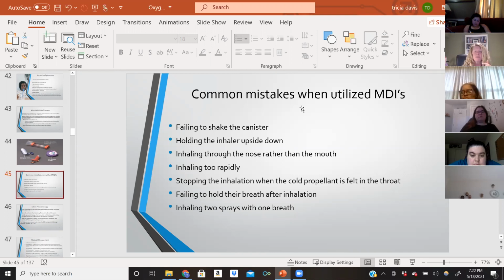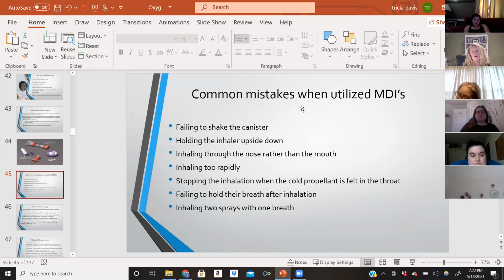Sometimes when they take these medications, they'll feel a cold feeling on the back of their throat. If it's the first time they've ever had it, it kind of startles them. So they stop breathing it in because they feel like it's going to constrict their airway or something. It's just an uncomfortable feeling. So educate your patient: if they're getting a medication that causes that, let them know that it's going to happen and that nothing bad is going to happen and that they should keep inhaling.